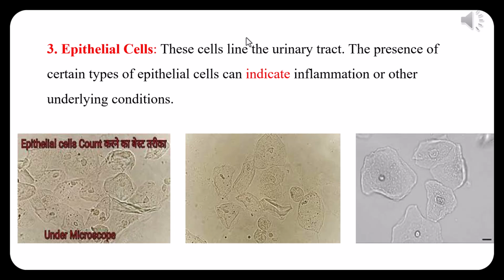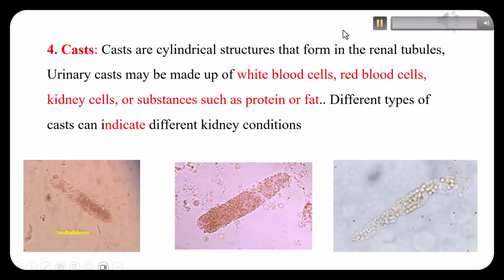So we do not usually say there is an infection or an indicator of any medical condition, but if there is a high level of that epithelial cell present in the urine, it may indicate the patient has inflammation. Another element that may be present in the urine is the cast.